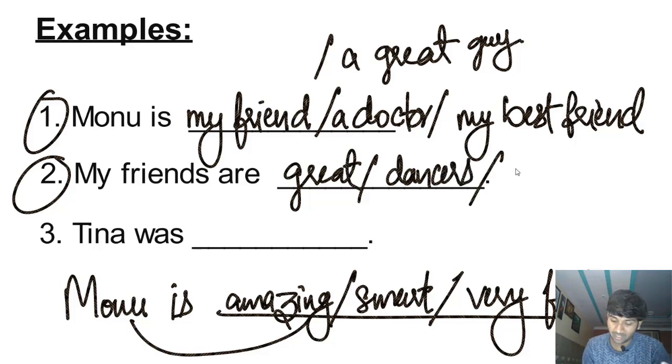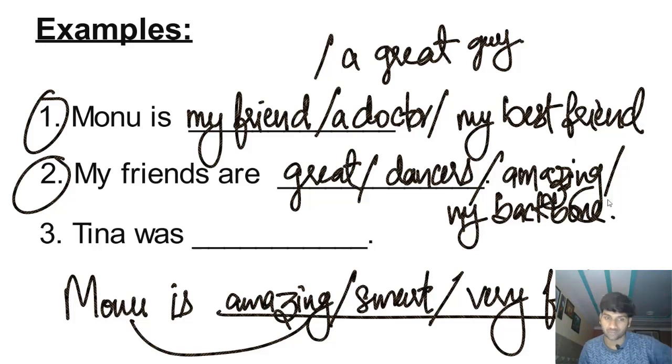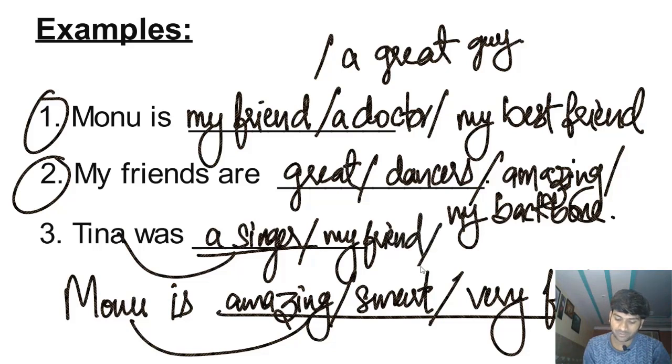My friends are amazing. My friends are my backbone. Again, a noun phrase. So completing the meaning of the subject, giving a name to the subject. Tina was what? Tina was a singer back in the day. A singer, a name, giving a name to the subject. Tina was my friend. Again, a name. Tina was a bully. Again, a name. Tina was rude to me in school.